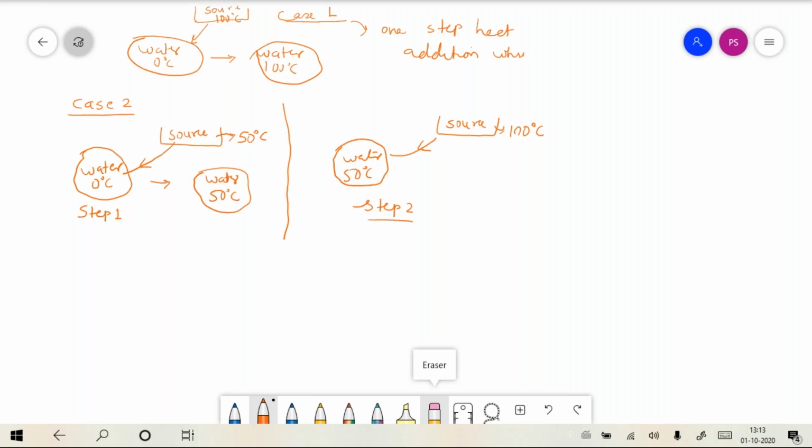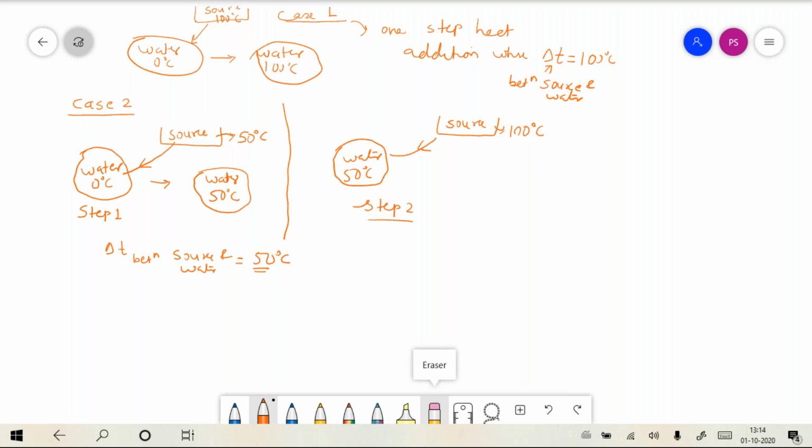where the maximum delta T between source and water was 100 degrees centigrade. In step 2, what I am doing is reducing this delta T between source and water to half of the original delta T. So this delta T now is 50 degrees centigrade. There is still some delta T between the source and water, but it is now significantly smaller. Because of this two-step heat addition process, the heat addition quantity remains the same, which you would calculate and convince yourself, but you would find that the entropy change of the universe has decreased.